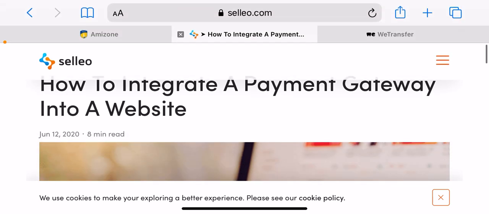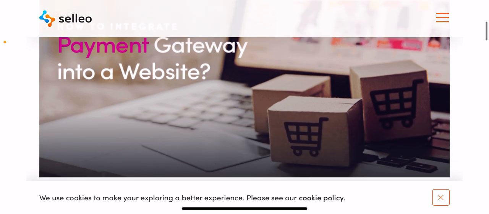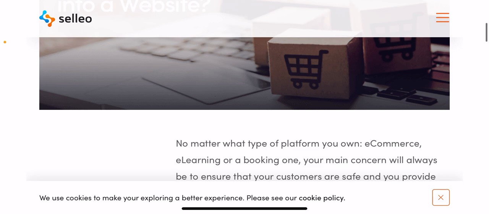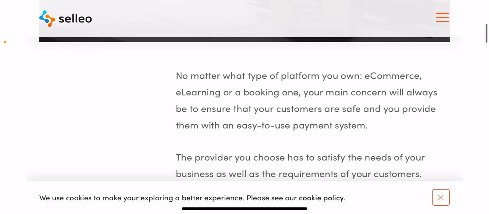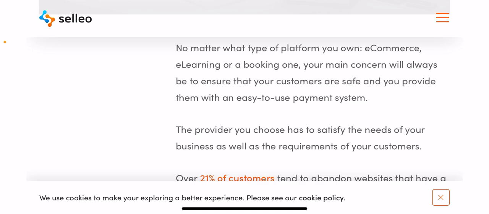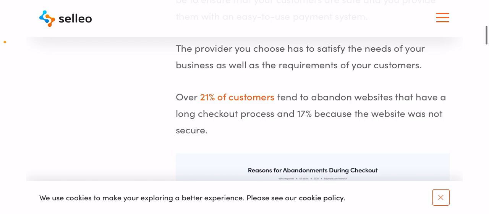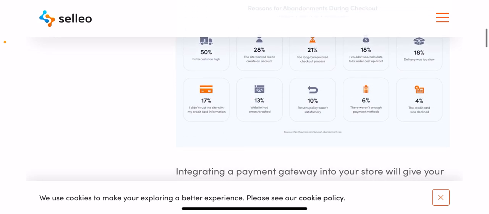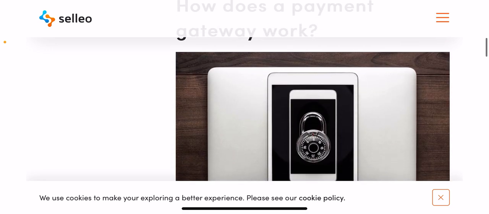How to integrate a payment gateway into a website. No matter what type of platform you own, e-commerce, e-learning, or a booking one, your main concern will be to ensure that your customers are safe and you provide them with an easy to use payment system. The provider you choose has to satisfy the needs of your business as well as the requirements of your customers.